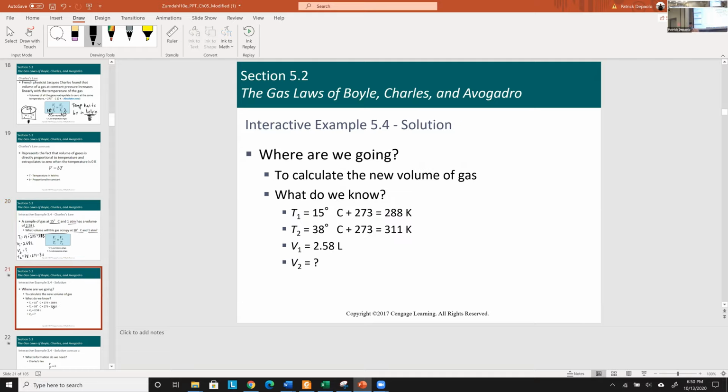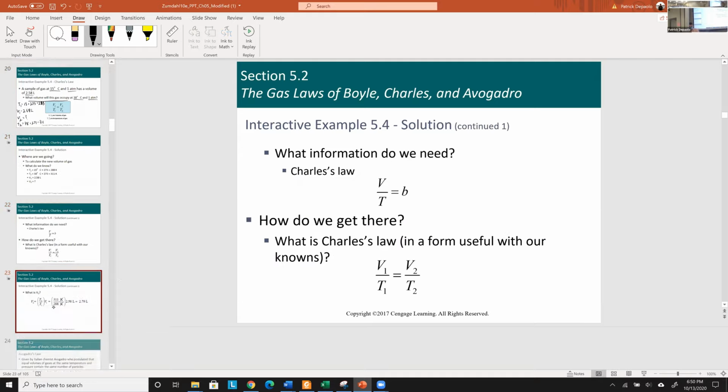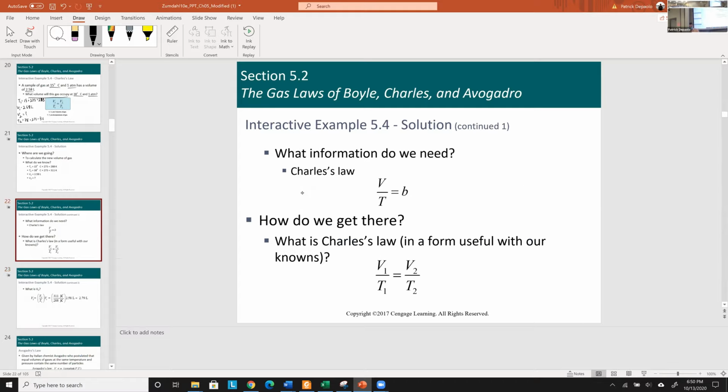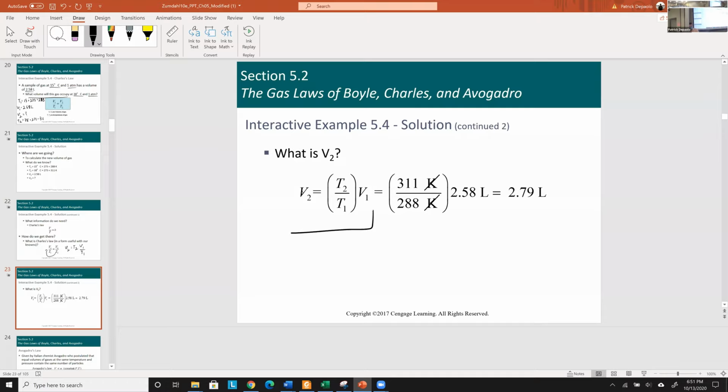So what we can do is put these into the equation. You can solve for V2 first if you want, by multiplying T2 over, so you'd have V2 equals T2 times V1 over T1, or you can put the numbers in first, it doesn't matter. Then you put the numbers in, and you get 2.79 liters. So any questions on Charles's law? It doesn't really get more complicated than that for Charles's law.